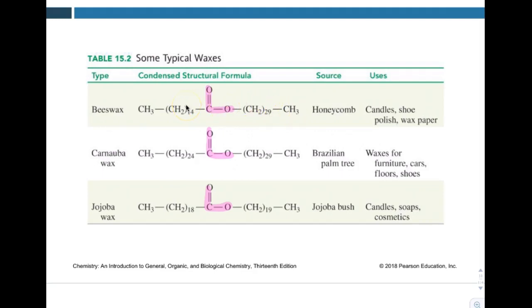What would the carboxylic acid be? What would the fatty acid be that made this? Well, we cut it here, right? Add an OH, and then you'd have 14 CH2s and a CH3. You could draw that out, knowing what you know from organic chemistry. If you've ever used carnauba wax or jojoba, this is what those look like.